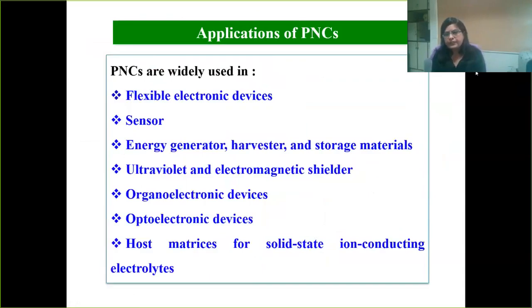Now the applications of polymer nanocomposites. These are widely used in flexible electronic devices. They are used in sensors, energy generators, harvesters and storage materials, ultraviolet and electromagnetic shielders, organoelectric devices, optoelectronic devices, and host matrices for solid state and conducting electrolytes. My research work mainly focused on the last thing, that is, I have used polymers for their application in solid state ion conducting electrolytes.